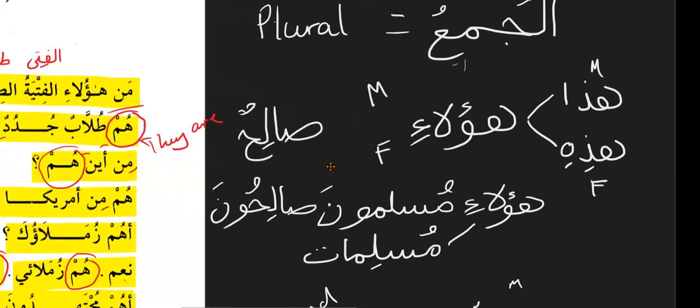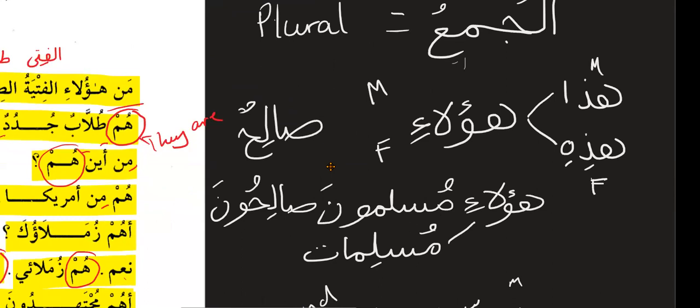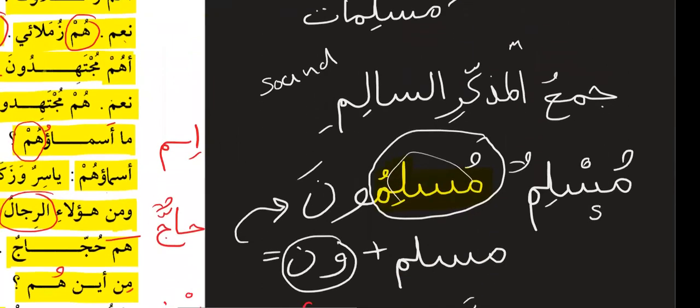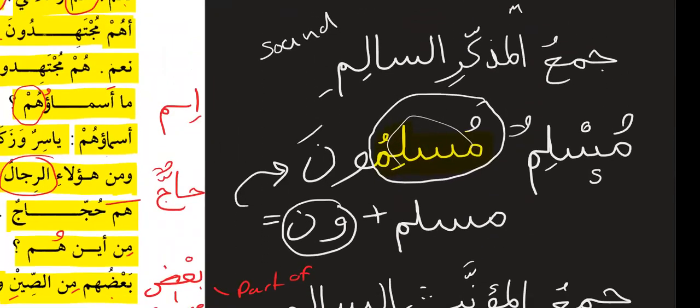So we mentioned the first thing was we covered هذا and هذه. We mentioned that the plural for هذا and هذه, for both masculine and feminine, was هؤلاء. And then we studied جمع المذكر السالم.